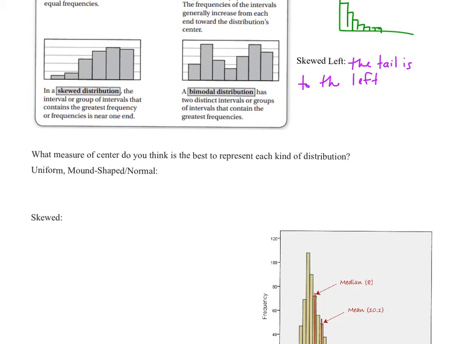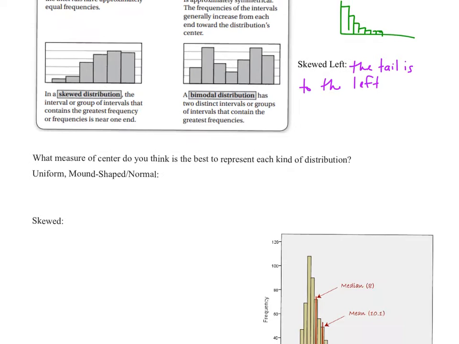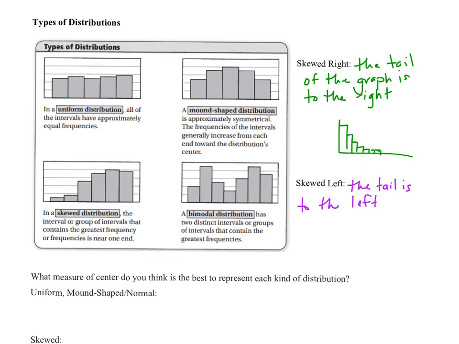All right, so I need to refer to my pictures. Let me go back. So I've got this question down here. It says, what measure of center do you think is best to represent each kind of distribution? So if we have a uniform or mound shape, or a normal curve, also called a bell curve, what do we think would be good to show the middle of this, where everything's either pretty uniform, or we have lows, highs, and then back to a low?